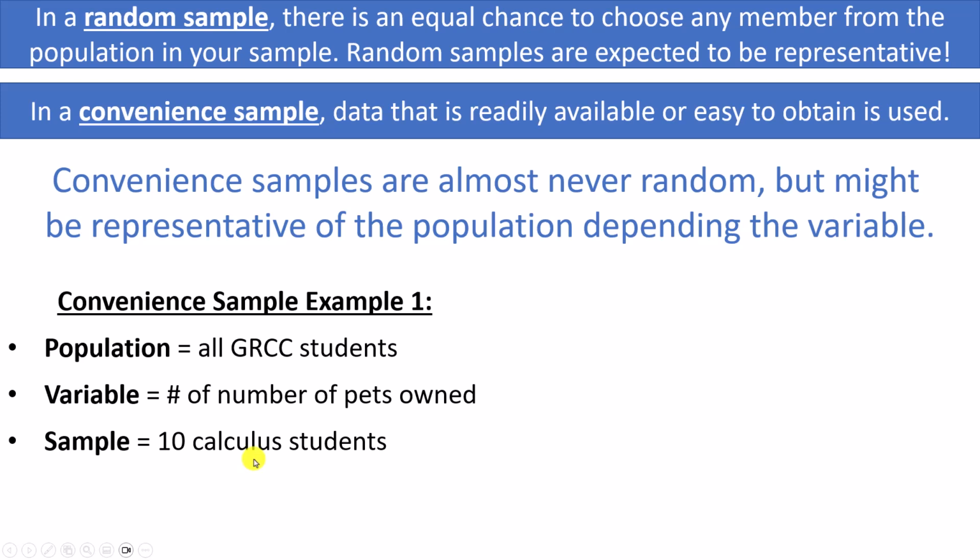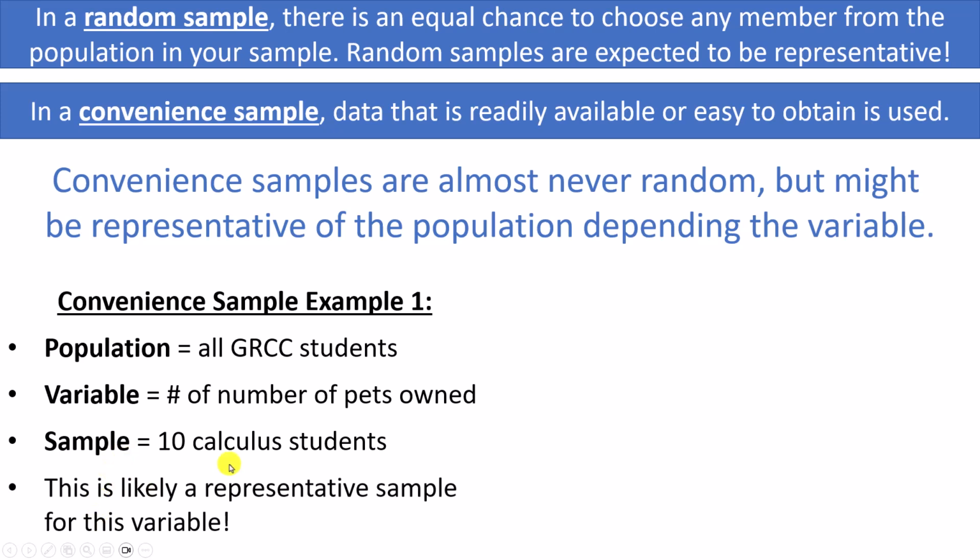You'd probably think about this for a second and say, is this going to be a representative sample? Well, first of all, it's definitely not a random sample because we're only choosing students in a particular class, calculus. So we're not going to get students who are not in a calculus class. But is that really an issue for this variable? The question you've got to ask yourself is, are students in a calculus class more or less likely to own pets than your typical GRCC student? And probably your answer to that question is no, right?